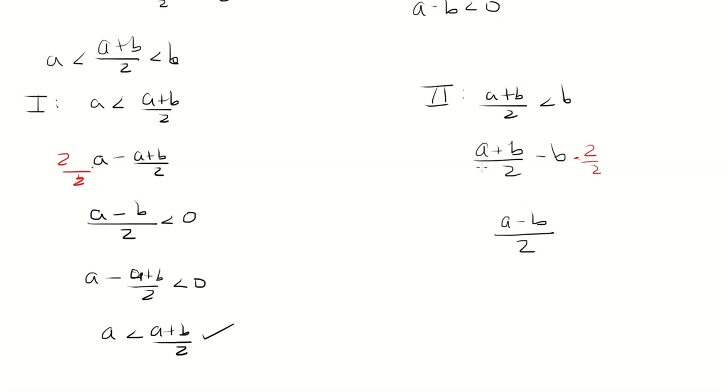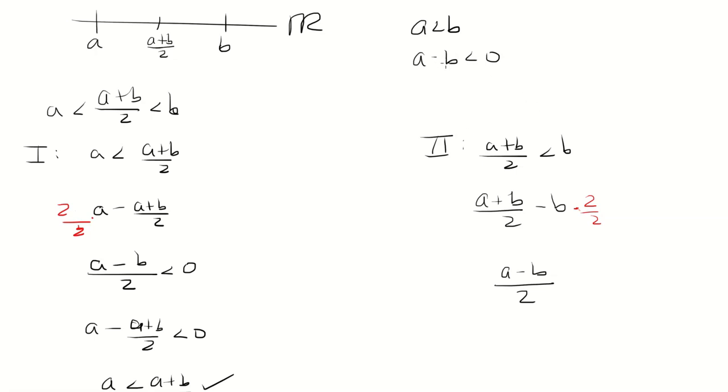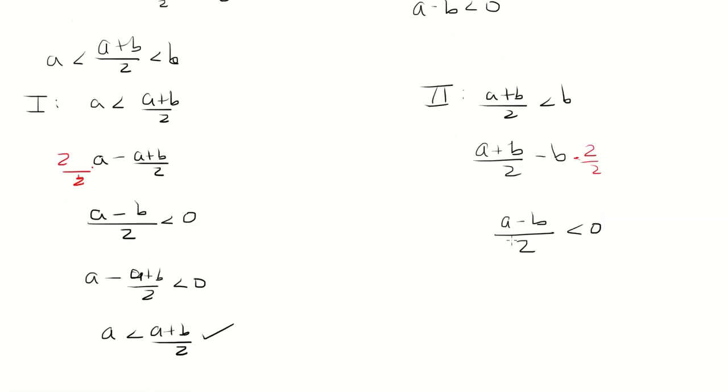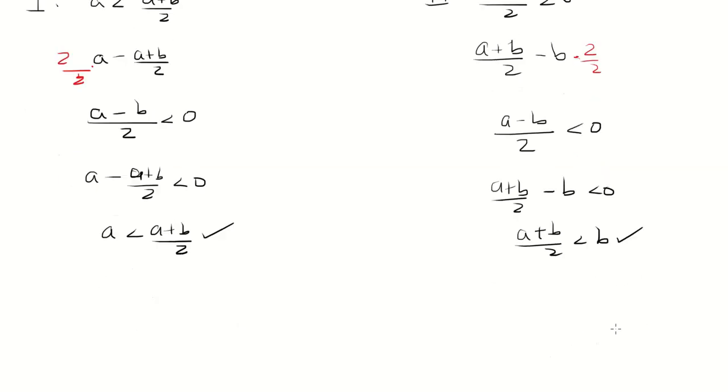And here A minus B we said is less than 0. So this thing is also less than 0, because if you divide by 2, it's also less than 0. And recall that (A minus B) over 2 was this thing above. It was (A plus B) over 2 minus B, which is therefore also less than 0. And then adding B to both sides, we get (A plus B) over 2 is less than B. So what we've shown is that (A plus B) over 2 is between A and B.